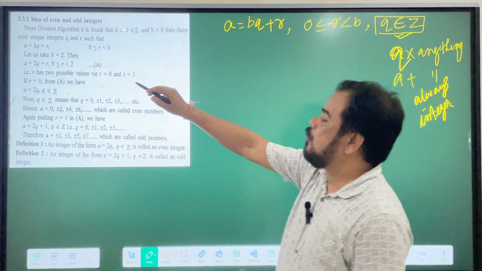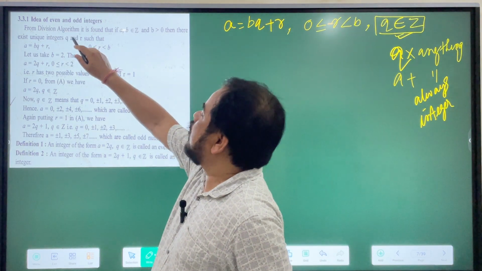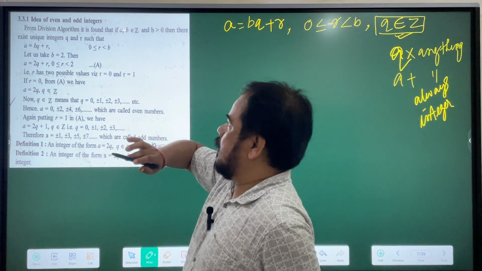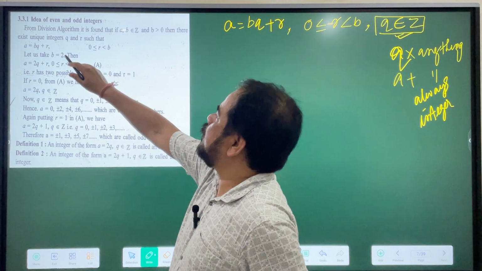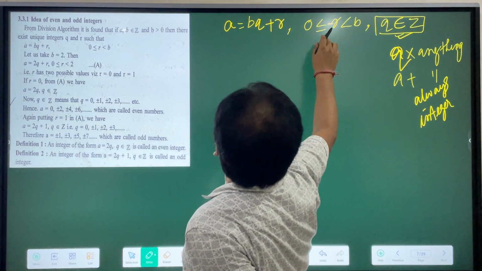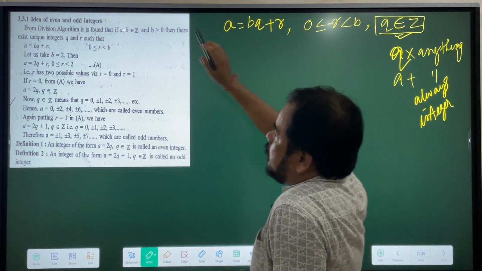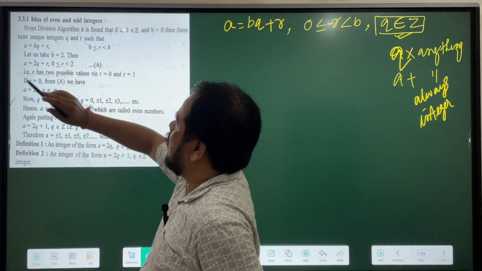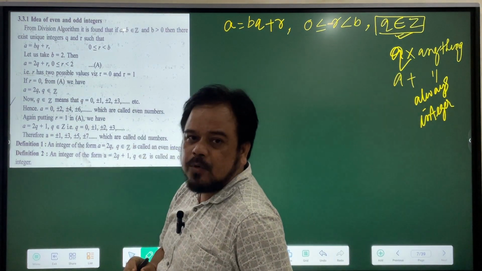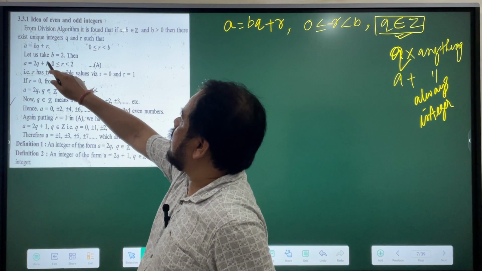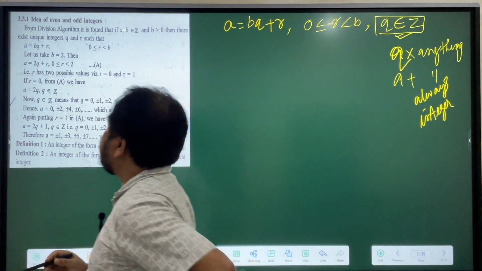Here we have to understand the idea of even integer and odd integer. So A equals BQ plus R, where R is greater than or equal to 0 and R is smaller than B. This is the condition taken. Let us take B equals 2. Why is B equals 2 taken? Because we are going to get even and odd. Let us see even first.